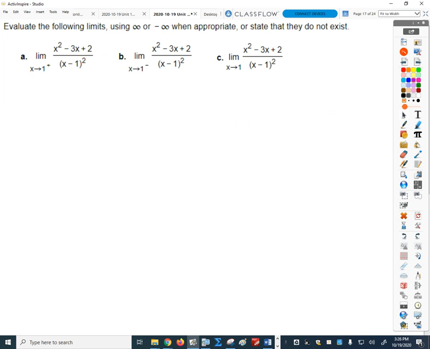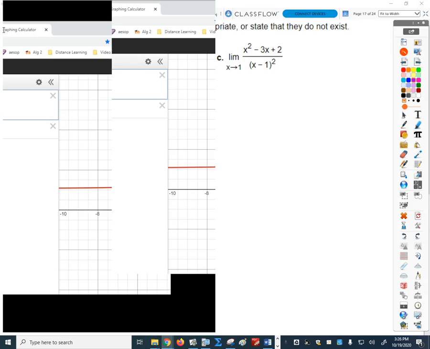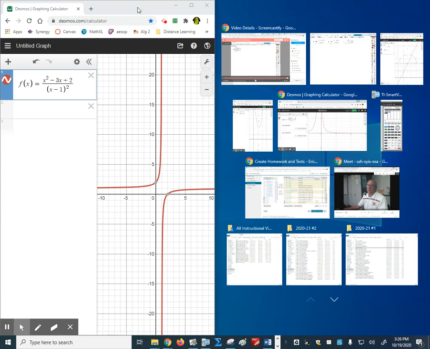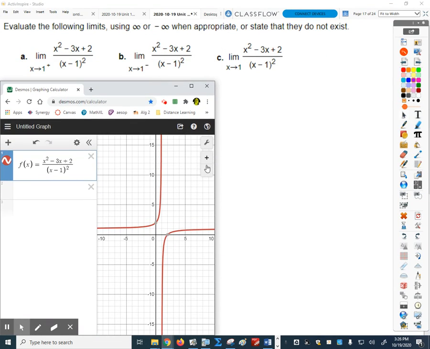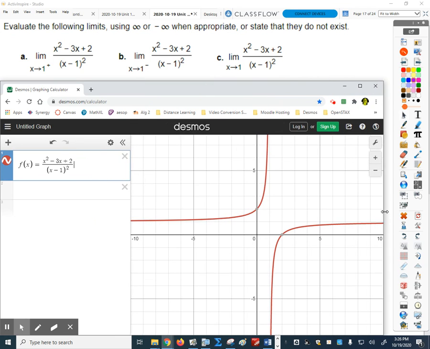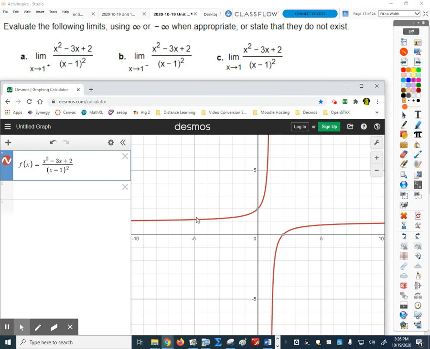Okay, what about these? Evaluate the following limits using plus or minus infinity when appropriate. So once again, with technology, these are really easy. Here's the function that we get, and we can just look at the graphs. So there's our function as we approach 1 from the right. Well, look, there's our asymptote, isn't it? We have an asymptote at 1. So if I type that in, x equals 1, we can see that vertical asymptote.